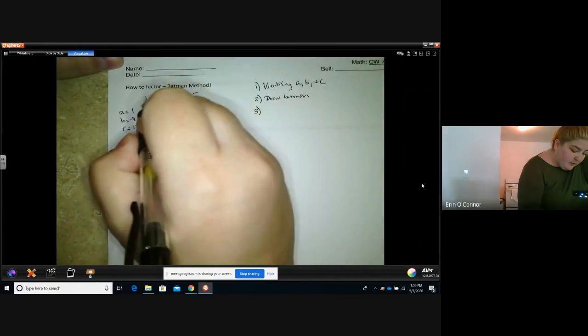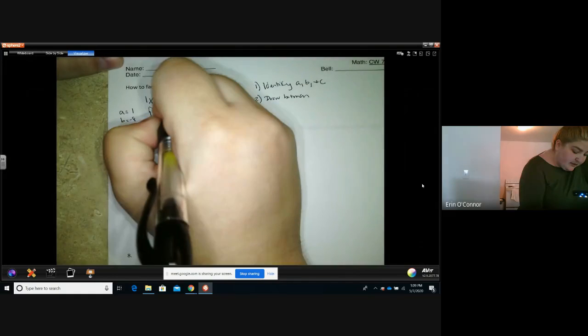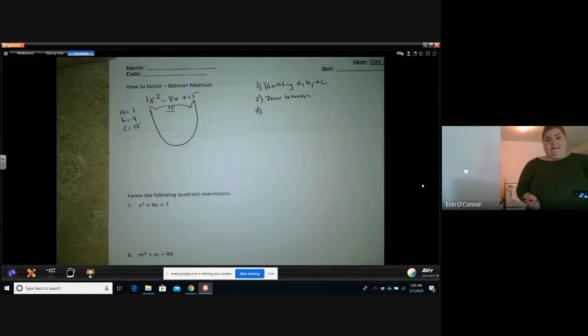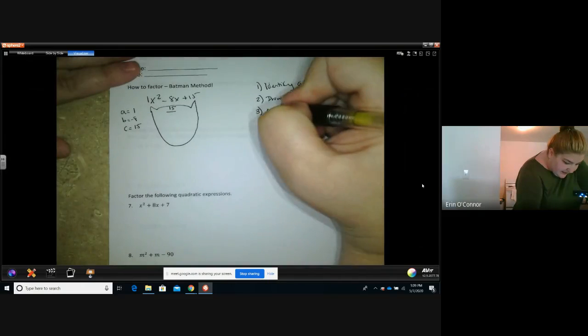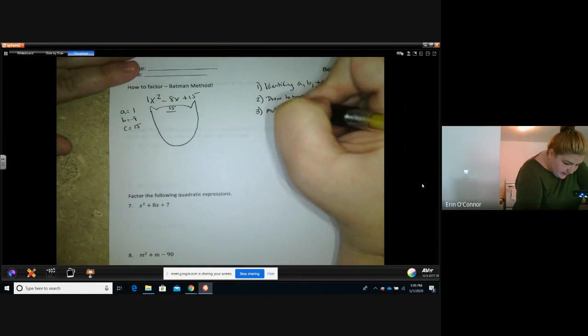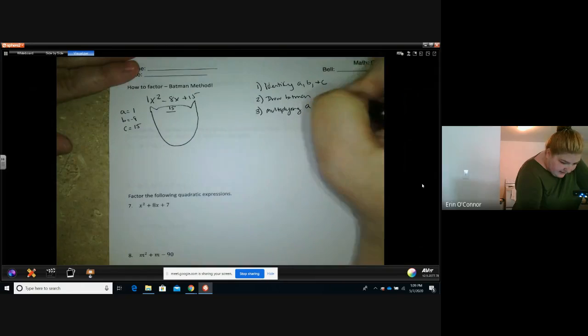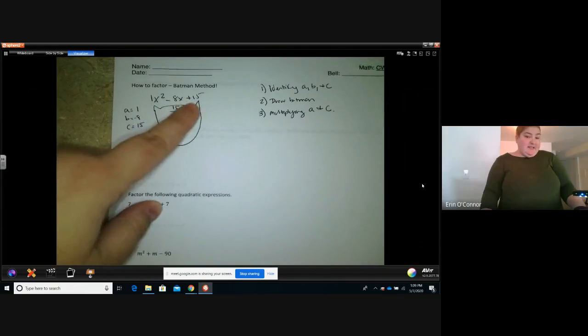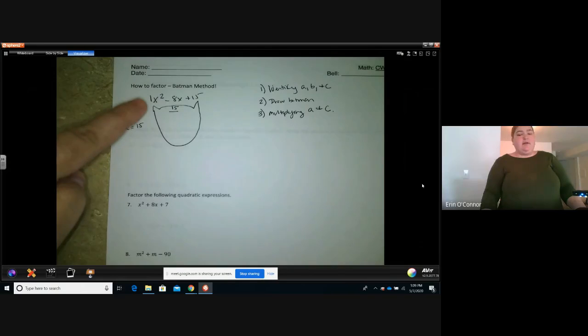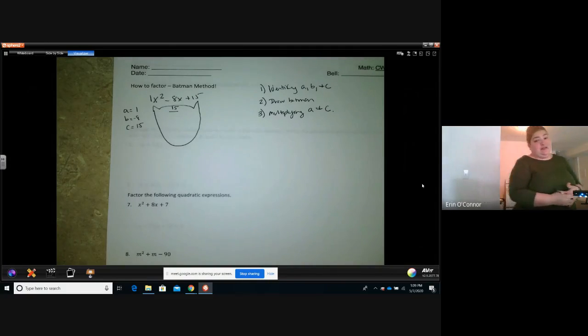We're going to multiply 1 and 15. And that's what's going to go right here, 15. 1 times a positive 15 or 15. So you're multiplying A and C. Now, in this course, it's always just going to be C because A is always going to be 1 when we are factoring. However, in Math 2, Math 3, A might not be 1. So that's why I'm trying to teach you how to do this because it's going to help you out later.